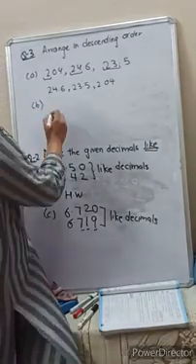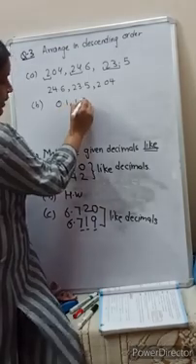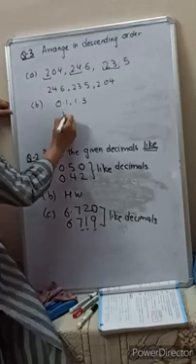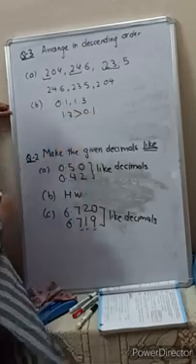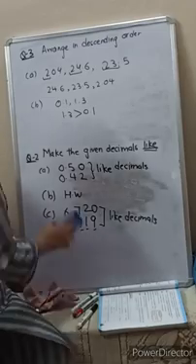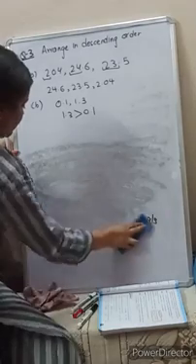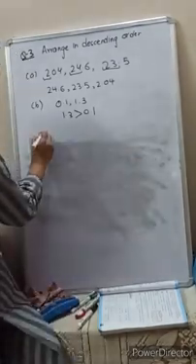Let's look at the B part. It is 0.1 and 1.3. So which one is largest? 1.3 is larger, then 0.1. We have C part.